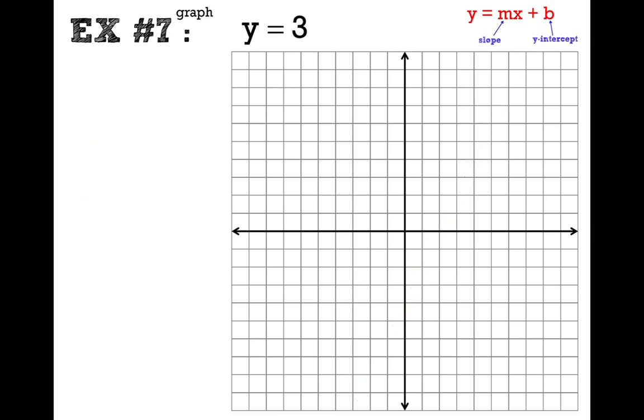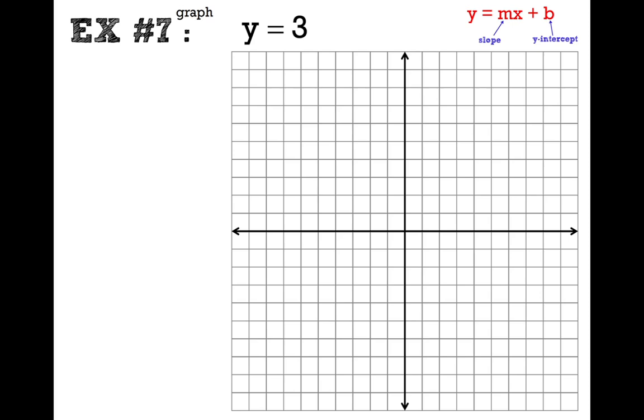All right, and last but not least, we have this one here. This one looks a little weird, but we know from last section that y equals are always going to be horizontal lines, whereas x equals are always going to be vertical lines. Now, let's take a look in terms of slope-intercept form right here. You really don't have to use slope-intercept form. You just got to identify this as a horizontal line.